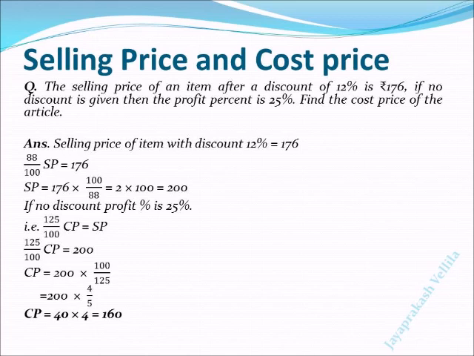200 into 4 by 5. 5 and 200 can be cancelled, we get 40. So cost price equals 40 into 4 equals 160. This is the answer.